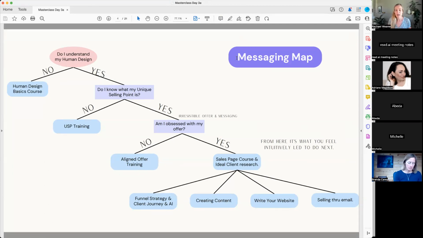But we end up boxing ourselves in instead of using content the way it was meant to be used, as a way to express yourself and share your message, share what you're doing, share your offers so that people can decide to work with you. It's social platform, right?